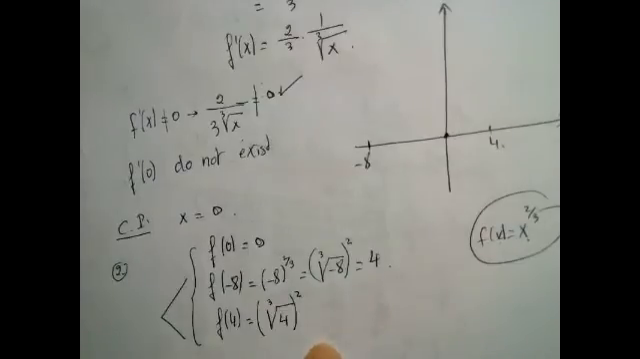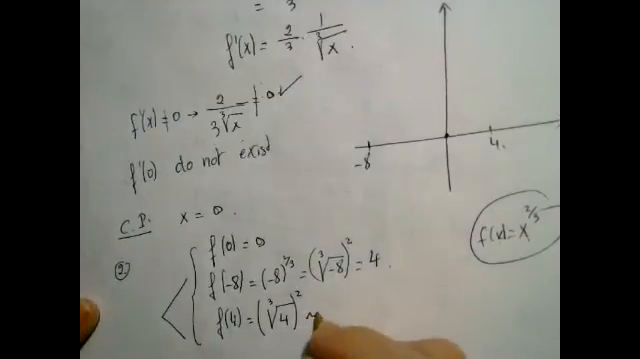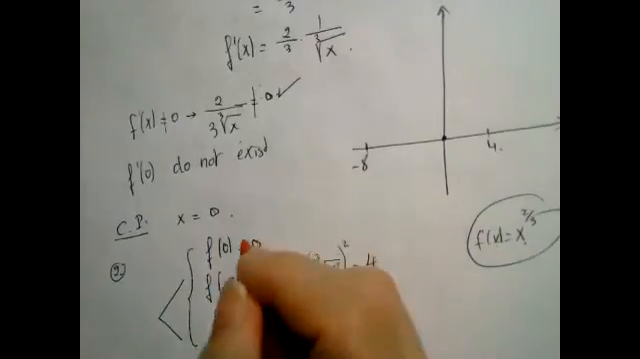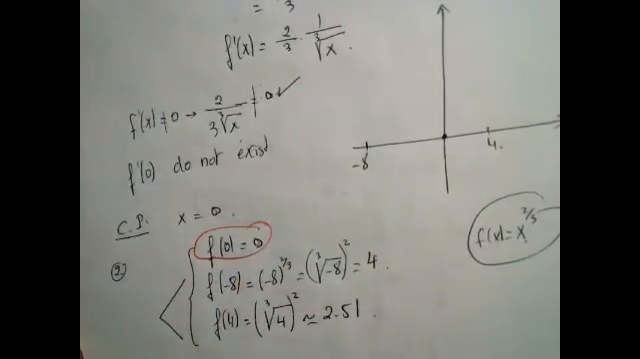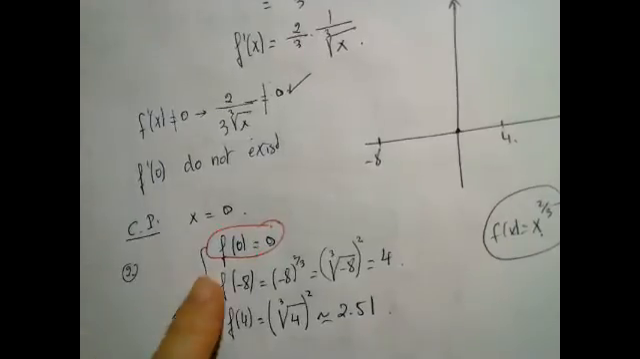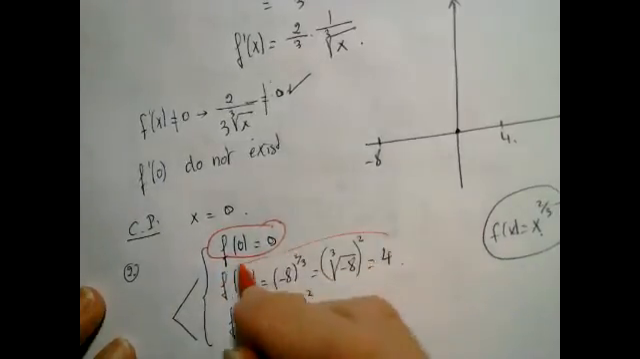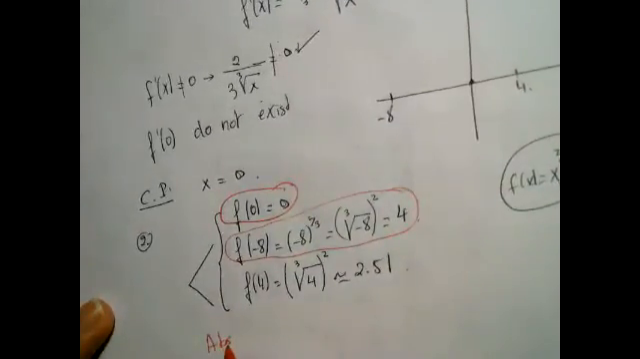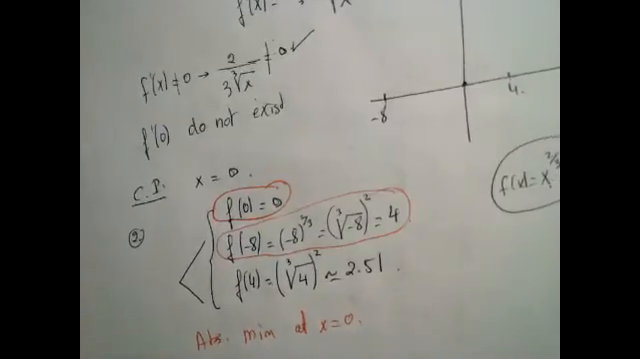So I need 4 to the power 2/3. So it's like a little bit, 2.51. Okay. So immediately, that's the smallest value we got. So the absolute minimum occurs at x equal to 0, and the absolute max occurs at x equal to -8. So we have absolute minimum at x equal to 0.